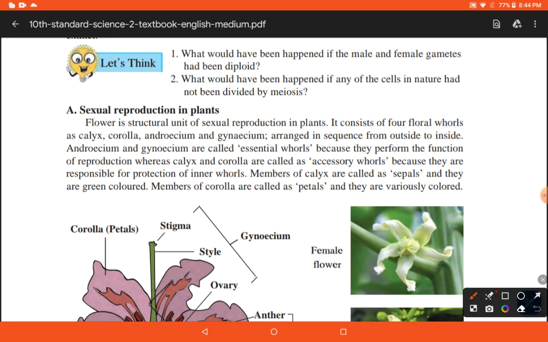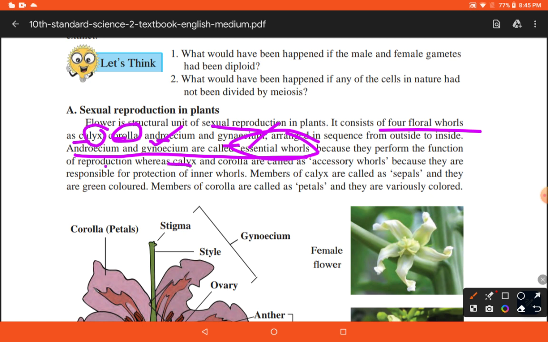Okay, so flower is the structural unit of sexual reproduction in plants. It consists of 4 floral whorls. What are those? Calyx, corolla, androecium, gynoecium. You know calyx is a group of sepals, corolla a group of petals, androecium is the male one, and gynoecium is the female reproductive system. Now, androecium and gynoecium are essential whorls. I told you essential parts are there, right? Reproductive parts because they perform reproduction.